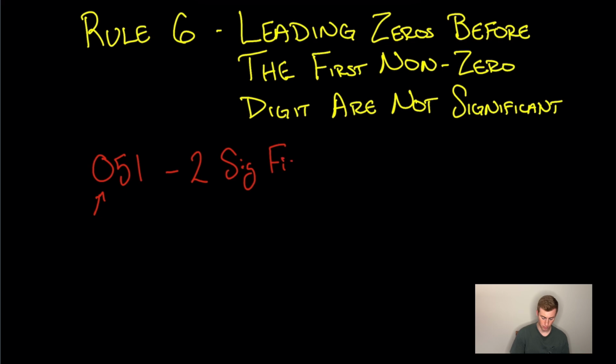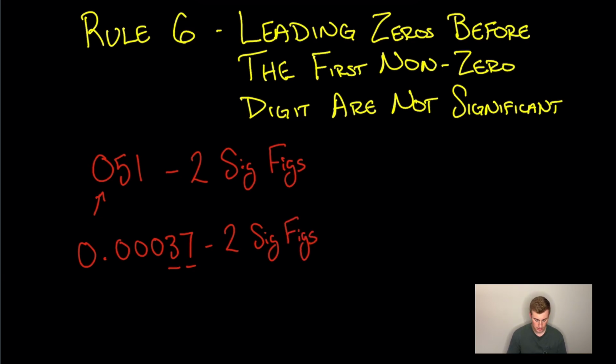What this is really referring to more often than not is if you have 0.00037. Well, even though these zeros are after a decimal point, there's no real information beforehand. So these zeros are just placeholders. All 4 of those zeros are placeholders. So the 3 and the 7 are the only 2 significant figures in this instance.